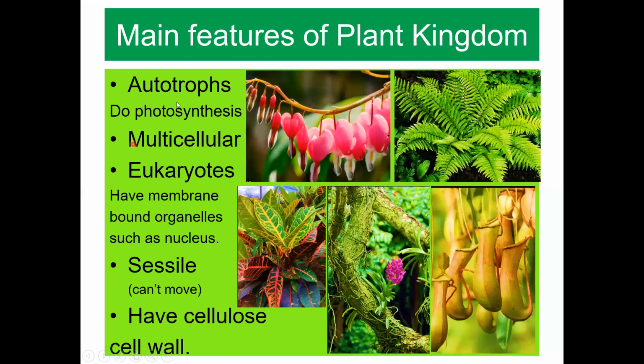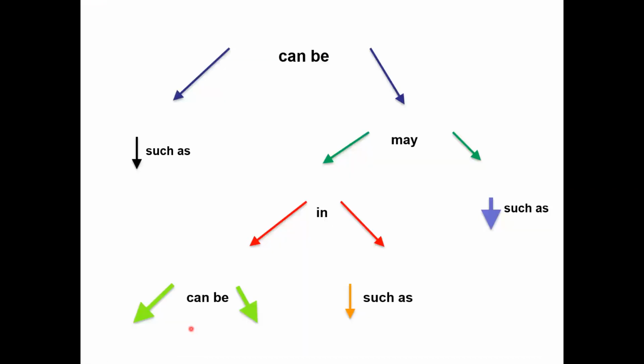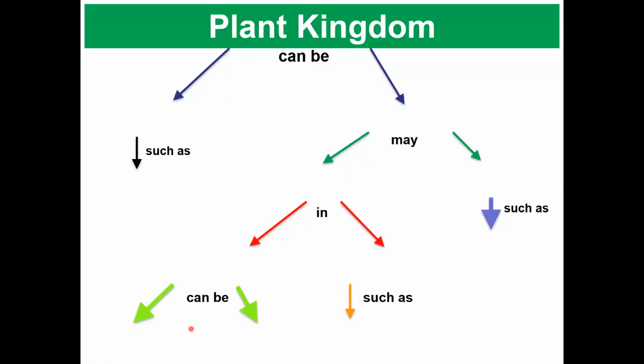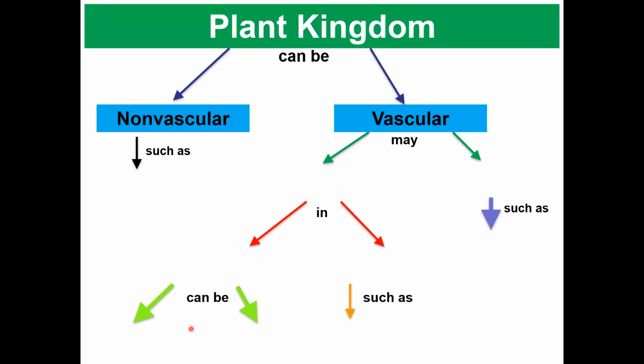They are the autotroph. They can do the photosynthesis because they are having the chlorophyll in them. They are multicellular eukaryotes. They are sessile. They are unable to move, and their cell wall is made up of cellulose. Now coming toward the dichotomous key regarding the plant kingdom. Plants can be either vascular or the non-vascular.